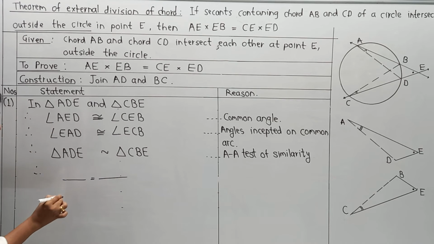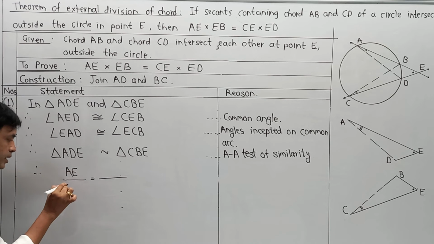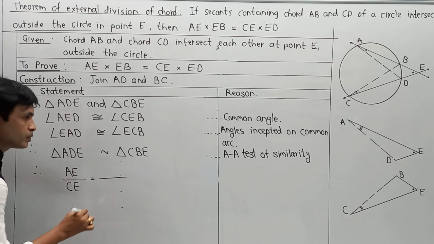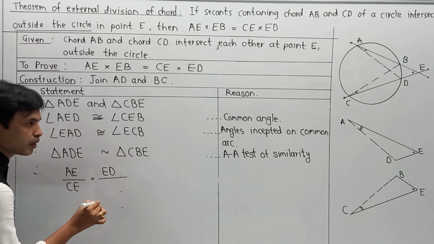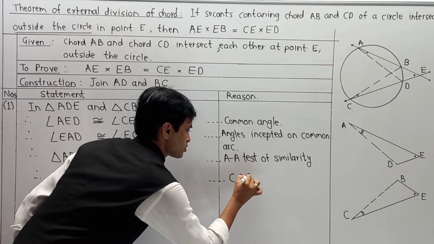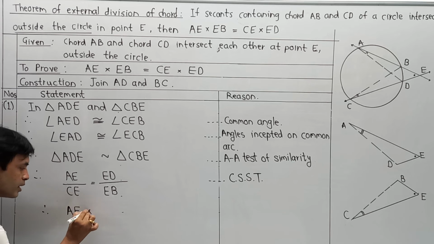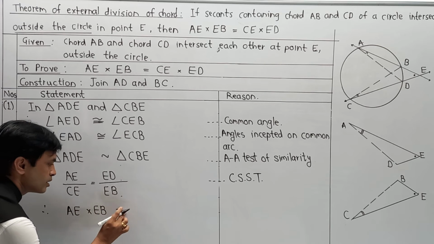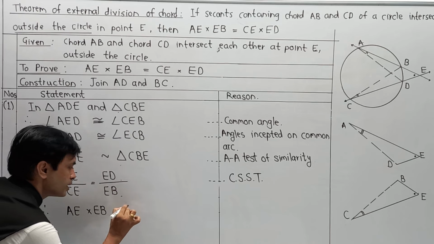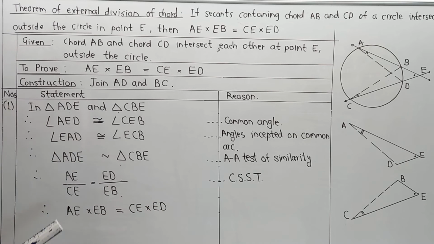And the part is AE upon CE is equal to ED upon EB, and the reason becomes corresponding sides of similar triangles. Now just make a simple cross product over here, and the part is AE into EB is equal to CE into ED, and in this way you can complete your proof.